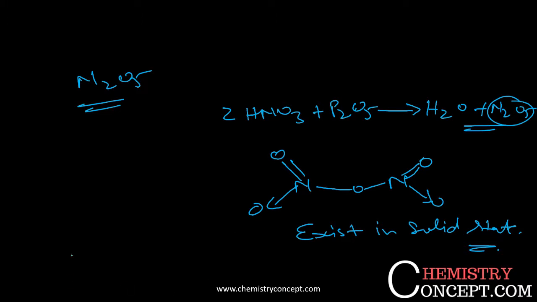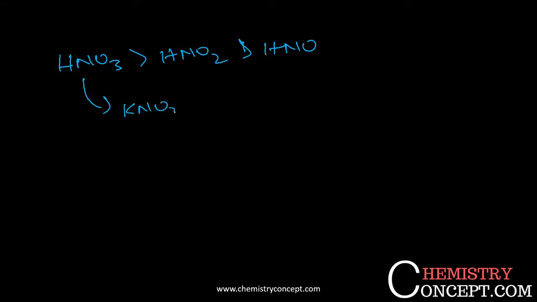And we have the acids of nitrogen like HNO3, HNO2, HNO. These are nitric acid, nitrous acid, and hyponitrous acid. These are the acids of nitrogen. This nitric acid can be prepared by reacting KNO3 and H2SO4. We'll get HNO3 plus KHSO4.